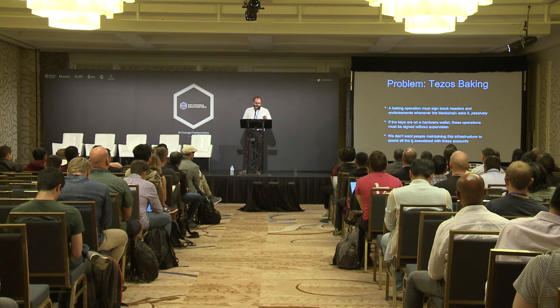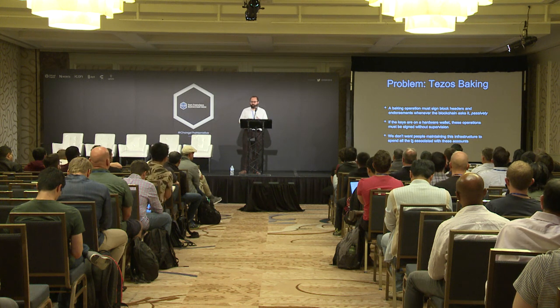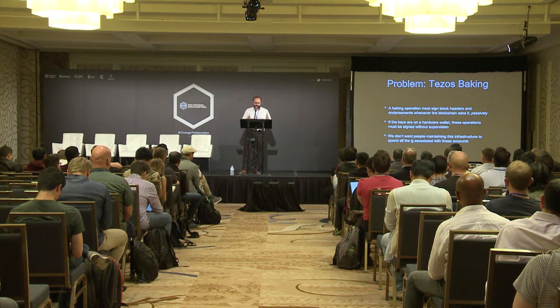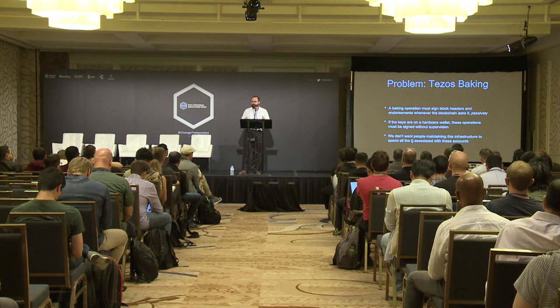For the baking, though, that was an even more interesting problem, because a baking operation has to sign block headers and endorsements whenever their baking slot is. You get assigned a baking slot deterministically based on your stake. The more Tez you have, the more likely you are to be assigned a slot to bake. And these slots can happen anytime. They can happen when you're asleep. If you have a lot of Tez, they can happen a bunch of times in a row. Certainly not the normal ledger use case.